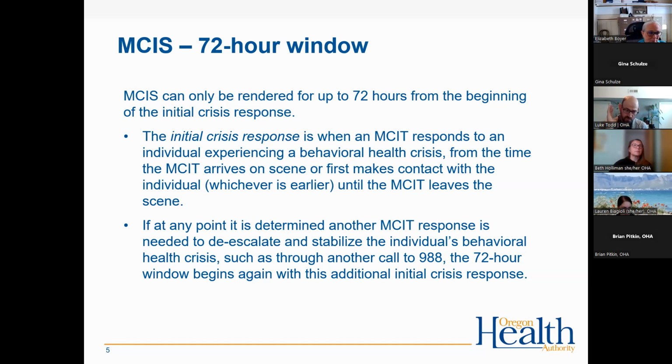So anyways, even within that original 72-hour period, if there's another initial crisis response needed, that 72-hour window will begin again. I see we've got a hand up, Elizabeth, if you want to unmute yourself and jump in.